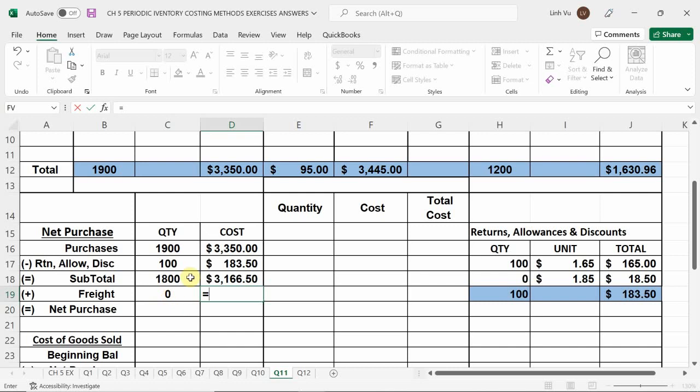Freight doesn't add to quantity, but it does add to your total cost, so $95. So that should get you your grand total of 1,800 units at a grand total cost of $3,261.50. Okay.